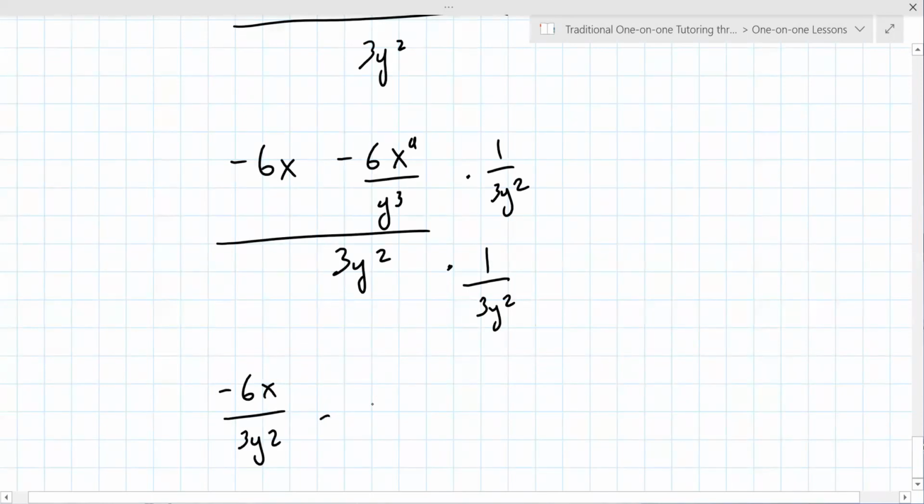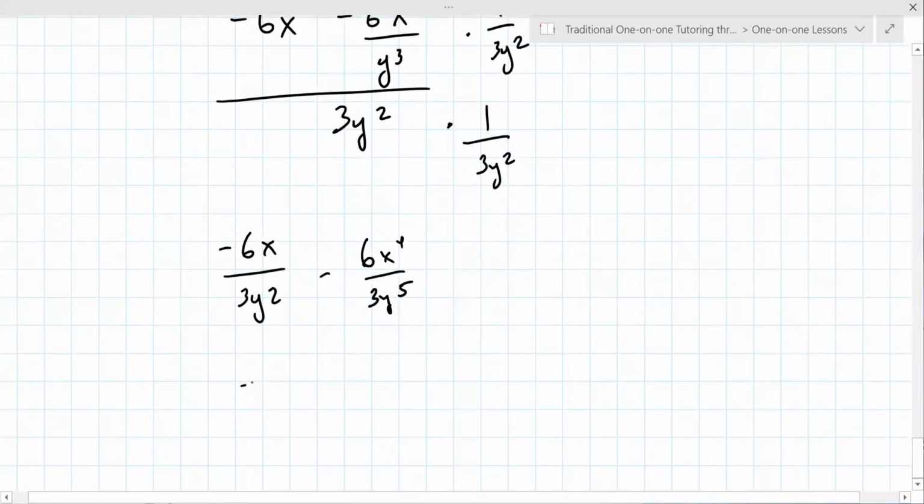That's where you've got to ask your instructor. Okay. I don't know. So this is minus 6x to the fourth over 3y to the fifth. And you can see the threes cancel. You get minus 2x over y squared, minus 2x to the fourth over y to the fifth.